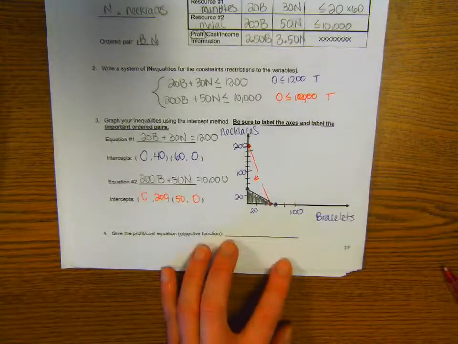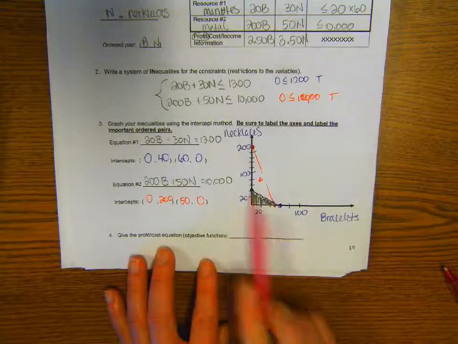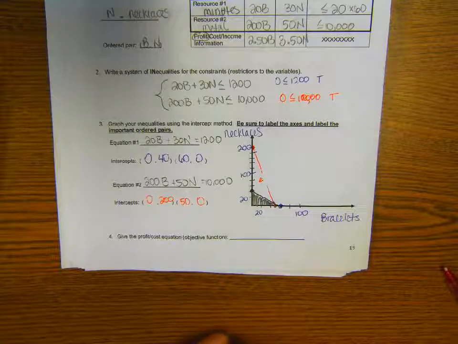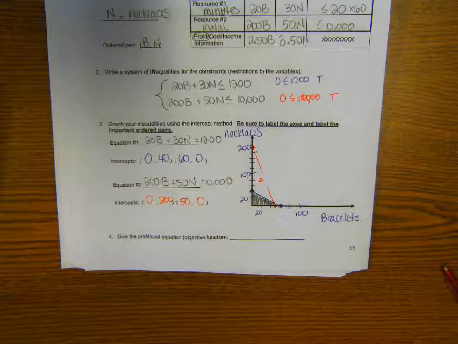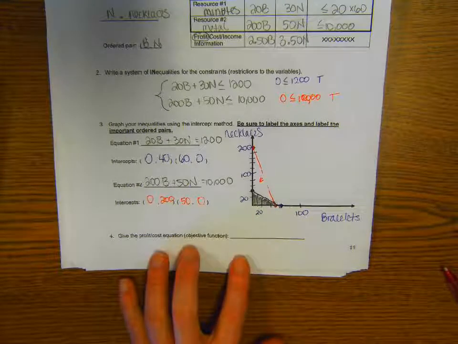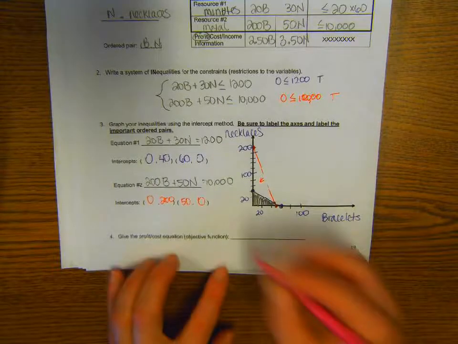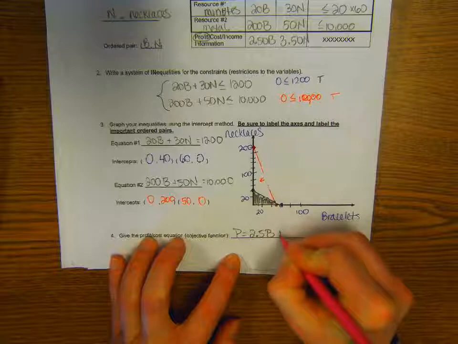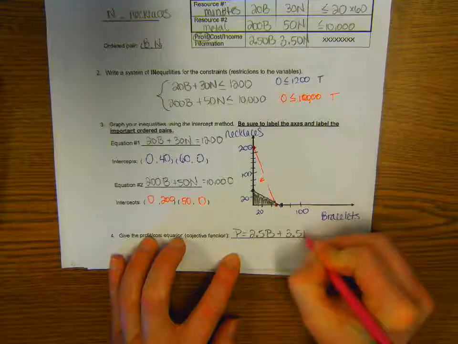Okay, and so what I have is this point, this red point, and the point where those two things meet. That's going to give me my vertices. All right, let's write the profit information down. P equals 2.5B plus 3.5N.